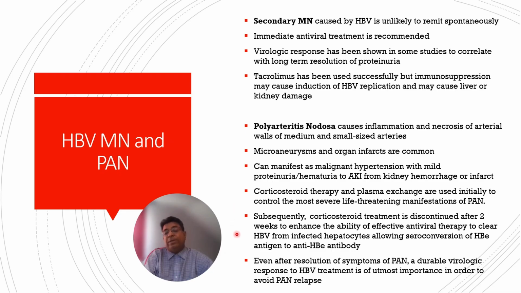Corticosteroid therapy and plasma exchange are used initially to control the most severe life-threatening manifestations of polyarteritis nodosa. Subsequently, corticosteroid treatment is discontinued after 2 weeks to enhance the ability of effective antiviral therapy to clear hepatitis B from infected hepatocytes, allowing seroconversion of HBe antigen to anti-HBe antibody. Even after resolution of symptoms of polyarteritis nodosa, a durable virologic response to HBV treatment is of utmost importance in order to avoid polyarteritis nodosa relapse.